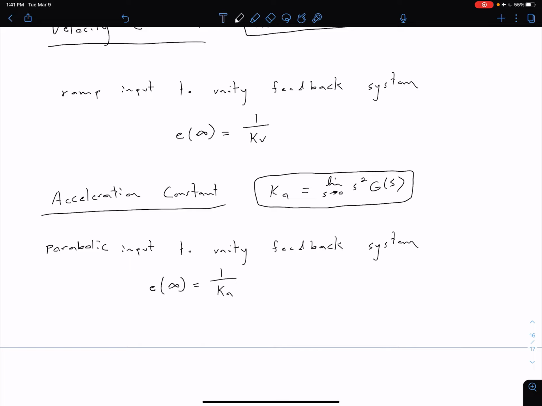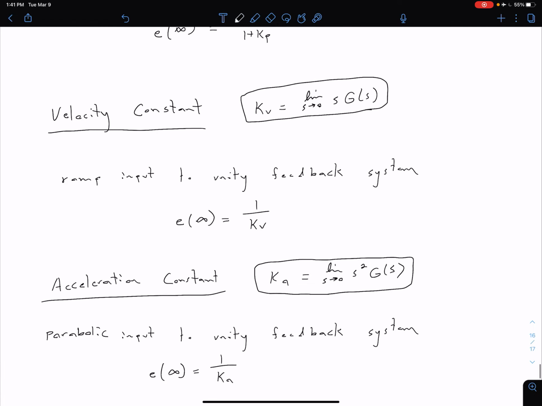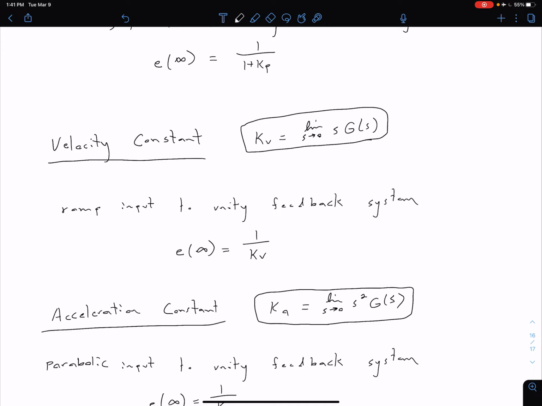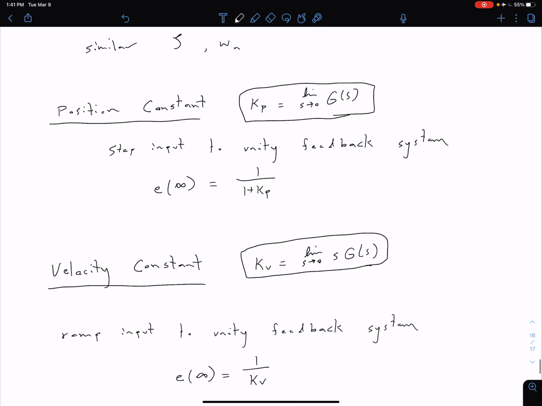So what's the benefit of defining these static error constants? As we can see, it gives us a quicker way to characterize a system. Instead of just looking at the general G of s, we can now quickly say, oh, this system has a Kv of such and such, so we know what to expect for various input types.